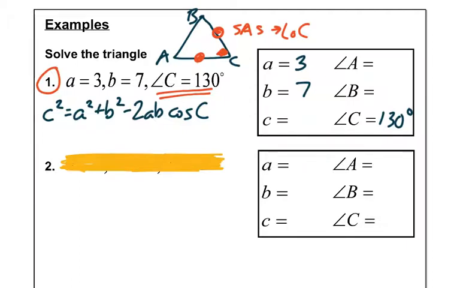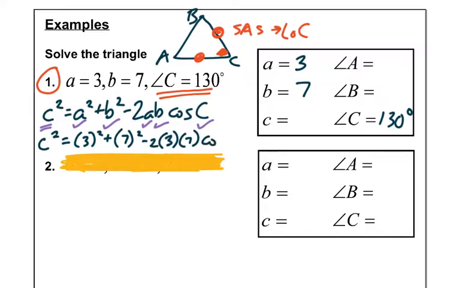And before we plug anything in, just take a look. We don't have side C, but we have side A, we have side B, and we do have angle C. So we can actually, once we plug this in, put the whole thing straight into the calculator and we'll be home free. All right, let's do it. C squared equals A squared plus B squared minus 2 times AB times the cosine of 130 degrees.